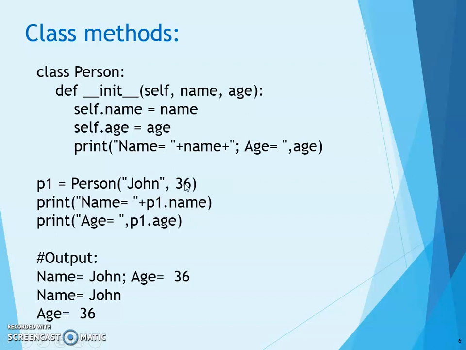Once this is executed, we want to print the values now. While printing the values over here, we have just written the name of the variable, that is name, and the name of the variable is age over here. But when we want to write it inside a main program, then we have to access it through the object, that is we have to write p1.name and p1.age. Outputs will be the same. This is name equal to John, age equal to 36. The same thing will be printed here also, name equal to John and age equal to 36.